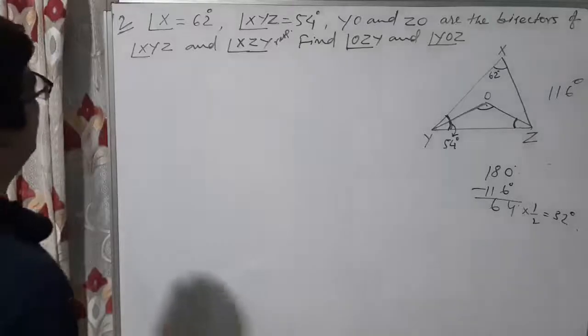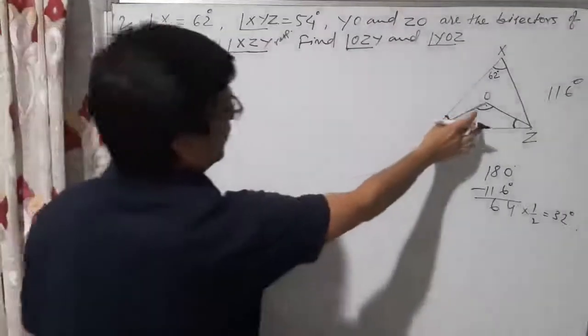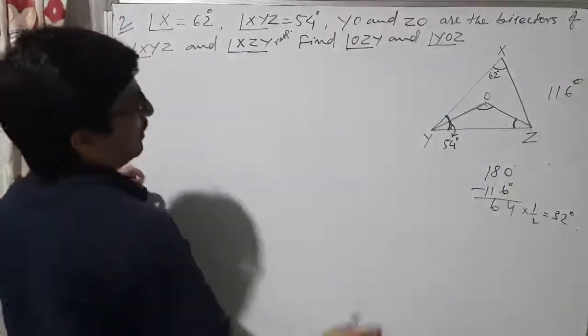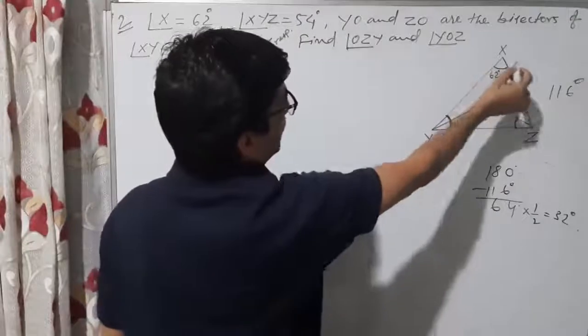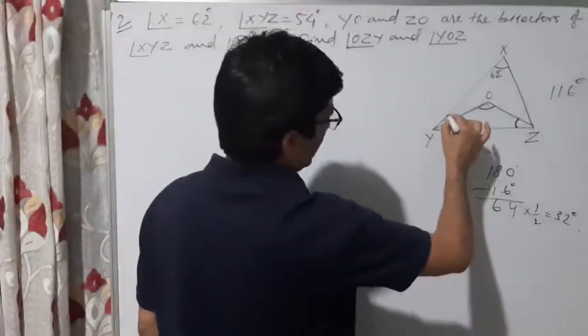So friends, we have question number 2 here. Question number 2 is for this figure. You check here in this triangle XYZ, angle X is given 62 degree and XYZ means this whole angle Y is XYZ.